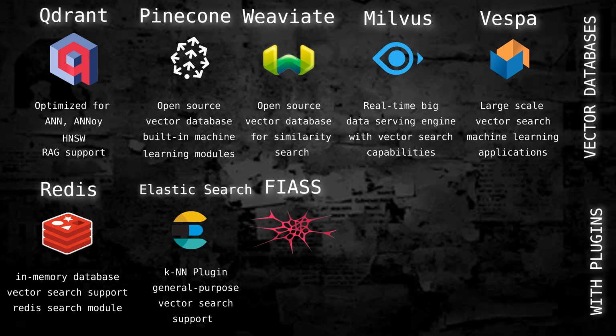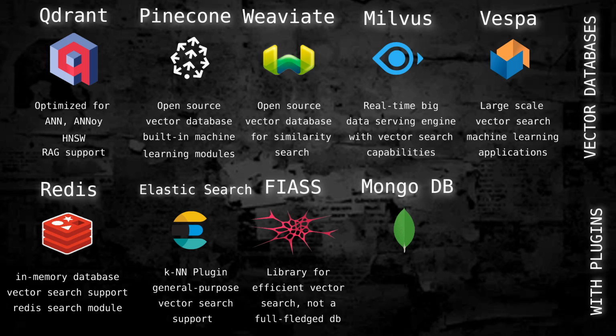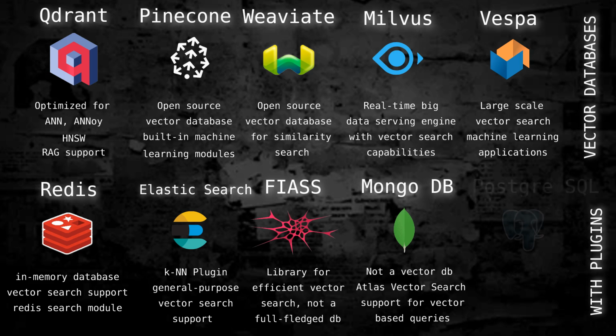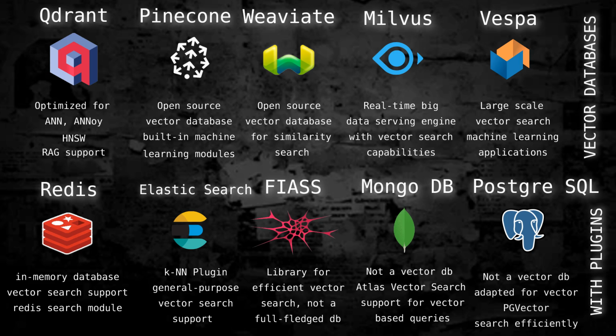Facebook AI Similarity Search, that is library for efficient vector search, but not a full-fledged database. And MongoDB, very famous database again, itself is not a vector database, but with recent updates such as MongoDB Atlas Vector Search, it now offers support for vector-based queries. Another very famous database, PostgreSQL, is not inherently a vector database, but it can be adapted to vector-based operations through extensions like pgvector. Those extensions enable PostgreSQL to store and search vectors efficiently.